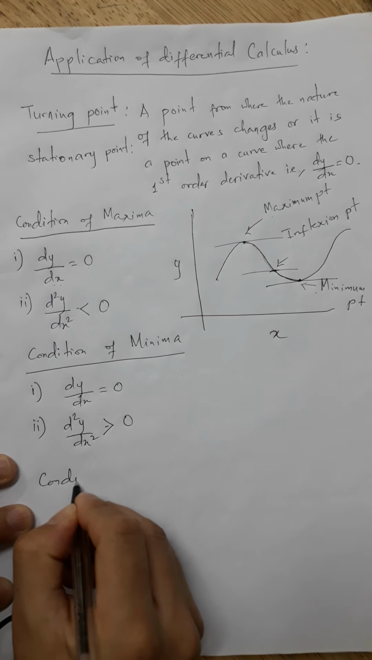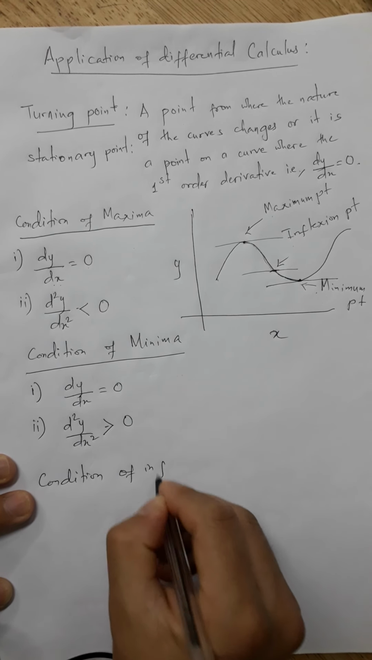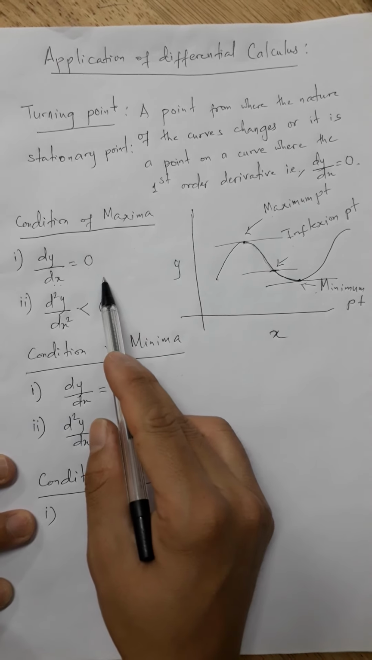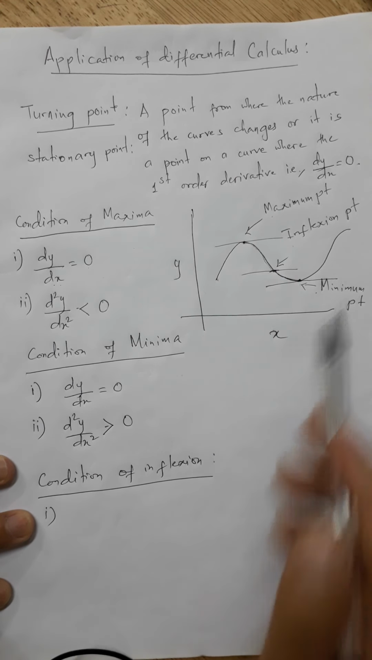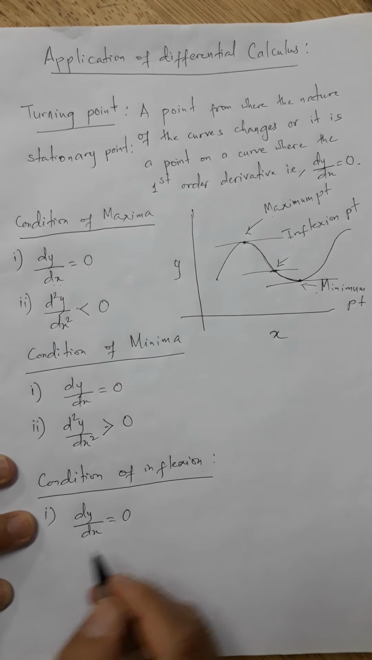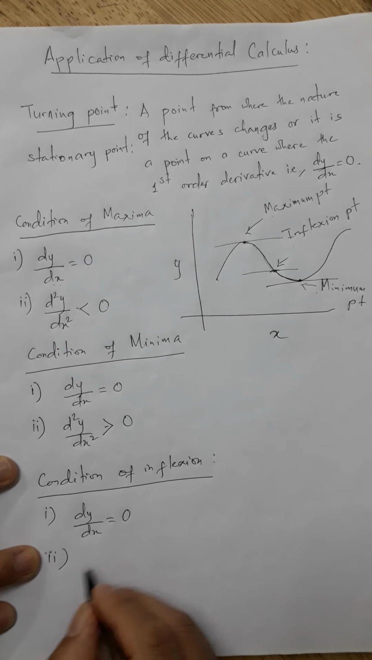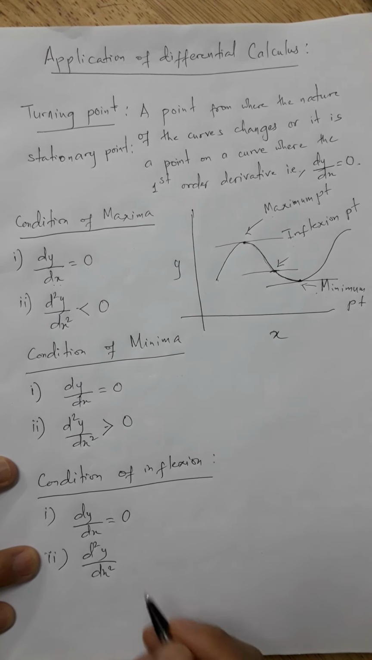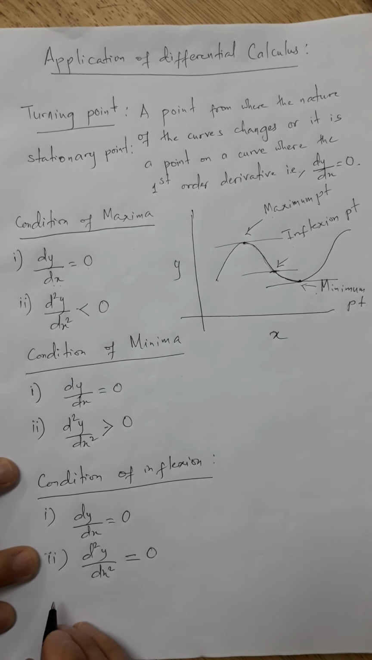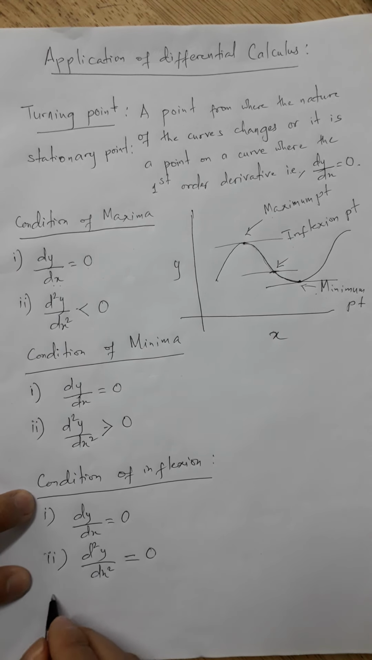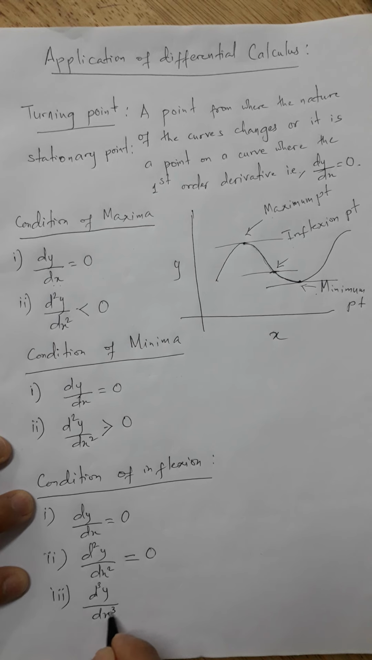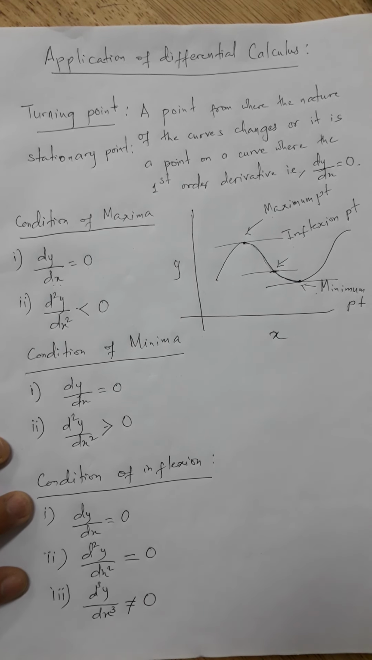Likewise, let us look at the condition of the inflection point. This is the third point. For the inflection point, the first condition remains the same, meaning if you try to find the slope at this point, it is going to be 0. The second condition is, when you find the second order derivative at the inflection point, it is still going to be 0. In addition to the two conditions that we had in maxima and minima, here you're going to have 3 conditions. The third condition is that the third order derivative at the inflection point is not equal to 0. So this is the additional condition that we have for the inflection point.